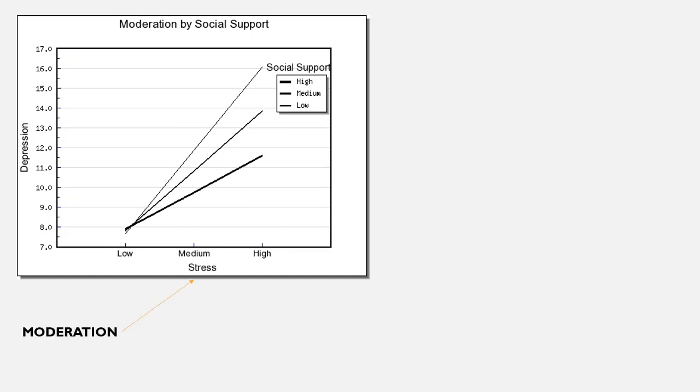visuals of moderation that we saw, right? Again, moderation is about a third variable that changes the underlying correlation. So like this one that I showed you, where there's a relationship between stress and depression, but the strength of that correlation changes depending on level of social support. So moderation is about that underlying relationship between stress and depression changing.